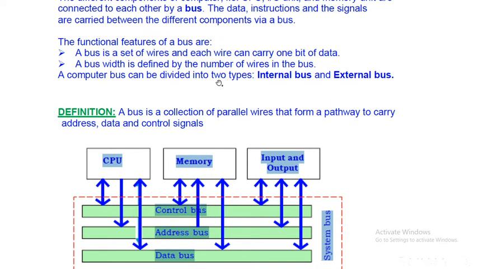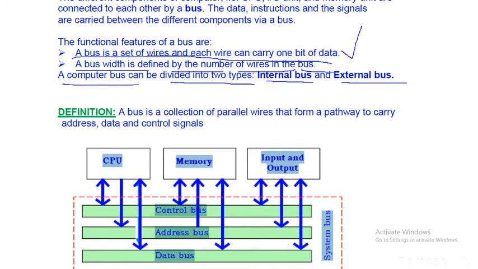Okay. So bus is a set of wires. This is a definition, you must learn this definition. Bus is a set of wires, and each wire can carry one bit of data. A bus width is defined by the number of wires in a bus. A computer bus can be divided into two types: internal bus and external bus.